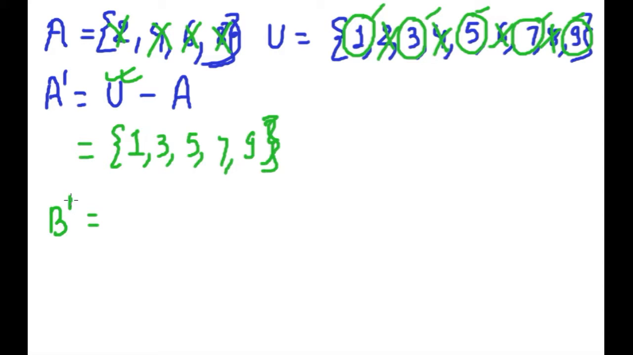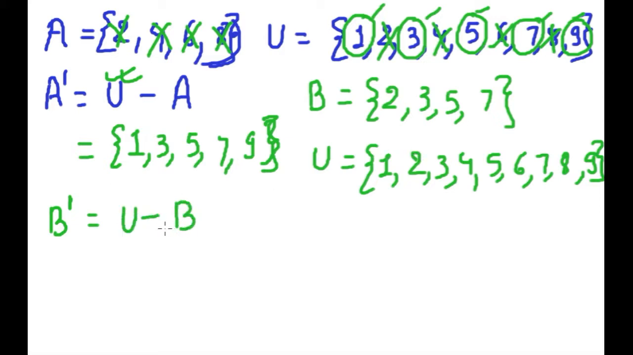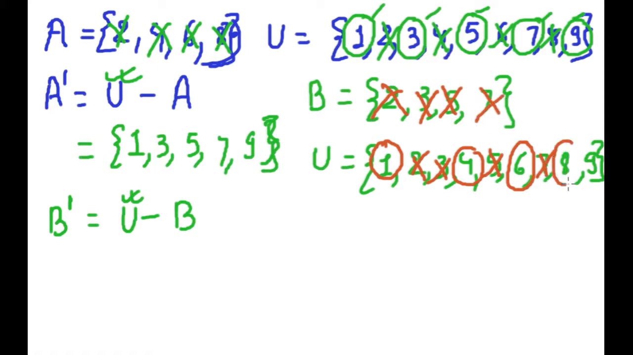For B complement, we will write set B here. It is {2, 3, 5, 7} and the universal set here {1, 2, 3, 4, 5, 6, 7, 8, 9}. So B complement is equal to universal set minus set B. It means we have to write the elements which are only present in the universal set, not in set B. Let's start with 1. 2 is present in both. 3 is present in both. 4. 5 is present in both. 6. 7 is present in both. 8. 9. So B complement is 1, 4, 6, 8, 9.